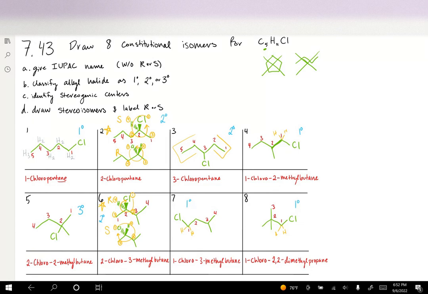Very involved problem to draw all 8 constitutional isomers, give the IUPAC names, classify all alkyl halides as primary, secondary, tertiary. We identified the stereogenic centers. We drew the stereoisomers, and we labeled each of them R and S.